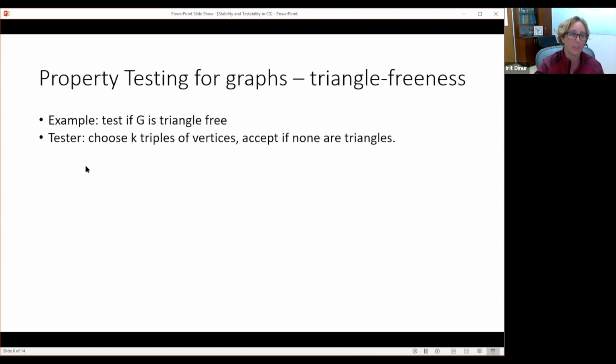Well, here is one idea. Choose a triple of vertices and see if that is a triangle. If it is not, you can choose another random triple, check if that is a triangle, and repeat it k times. So this is our test. Clearly, again, if your graph is triangle free, no triangle will be found. All of these tests will succeed.